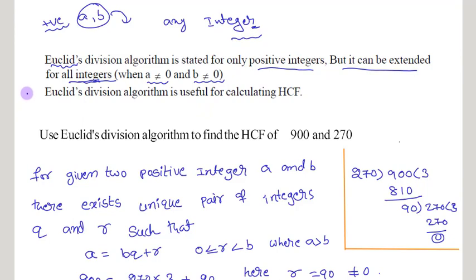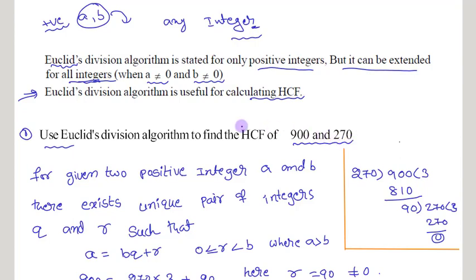Just now I said Euclid division algorithm can be useful to calculate the HCF of given numbers. So let us see how we are going to apply Euclid division algorithm to find the HCF by taking an example. Use the division algorithm to find the HCF of 900 and 270.